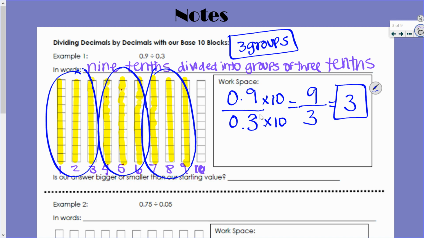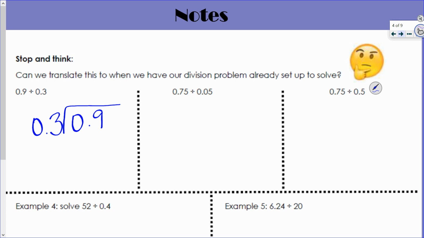So, is our answer bigger or smaller than our starting value? Bigger. Does that work? Can you have an answer that's bigger than your two numbers to start with? Yeah. Okay. So then, over here, you could have rewritten this problem as 3 going into 9, which is just 3. Okay. All right.